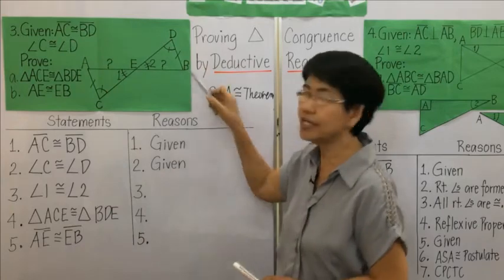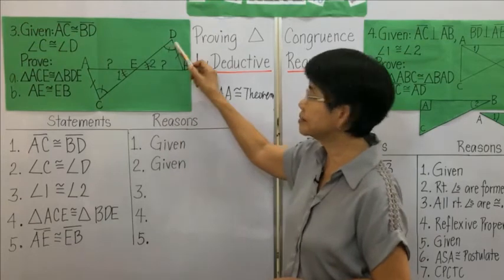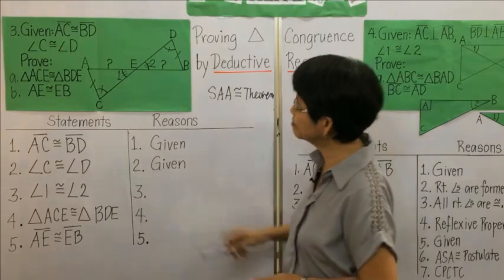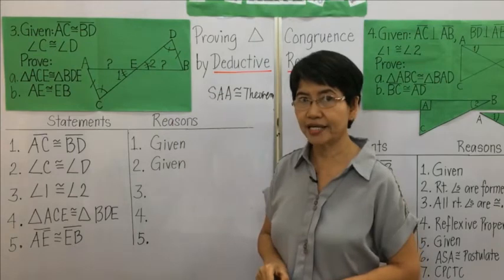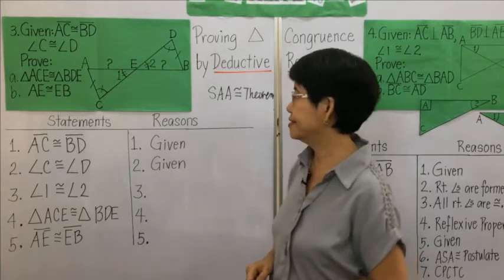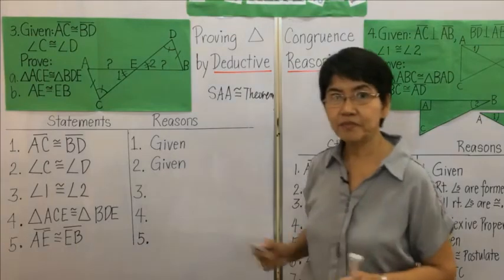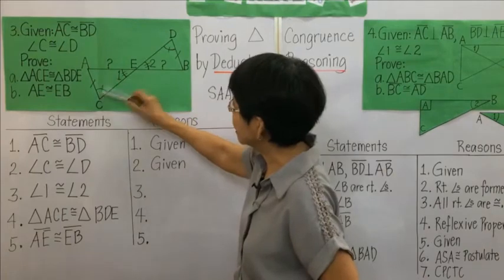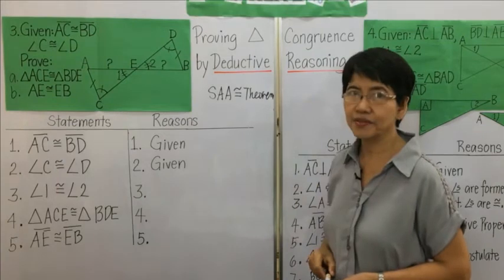For number 3, we are given AC is congruent to BD. AC and BD are marked congruent. And then angle C is congruent to angle D, the first pair of congruent angles. And we observe that angle 1 and angle 2 are vertical angles, so they are our second pair of congruent angles. If we observe, the triangles can already be assumed congruent because we have side, angle, angle. And we will use the SAA congruence theorem.